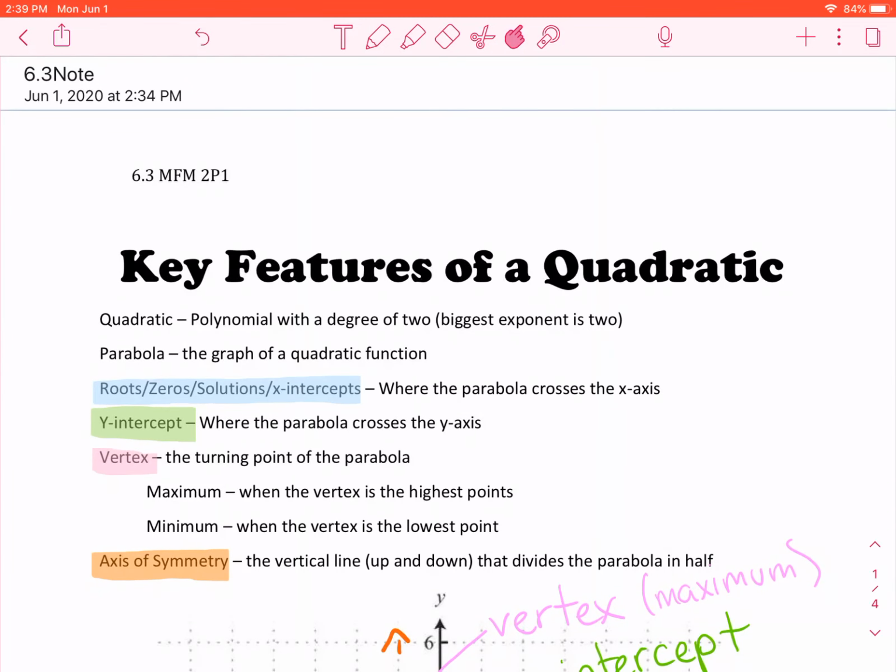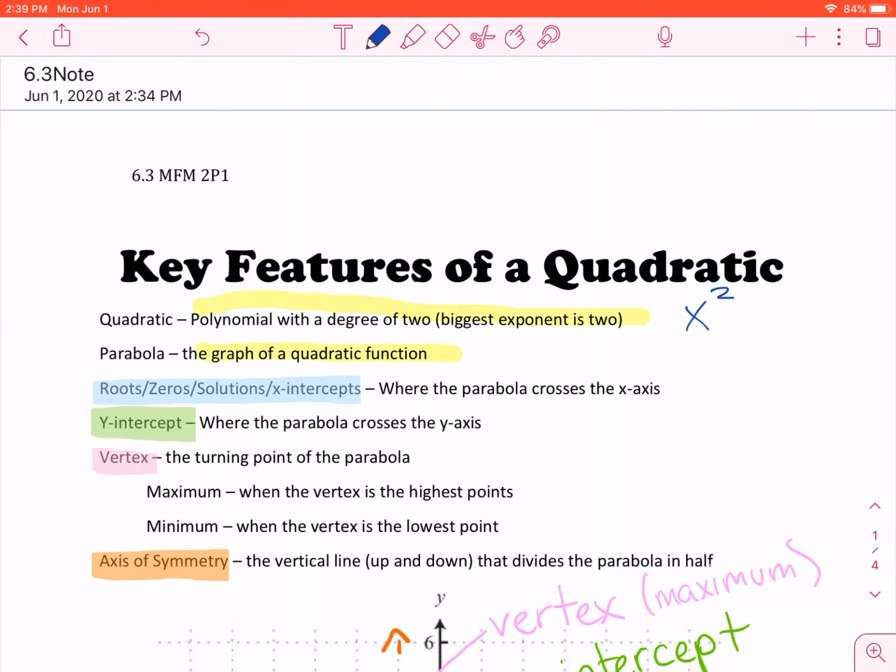So today I'm just going to walk you through some of the key features of a quadratic function. The main thing that's important, so we initially said that quadratics are polynomials with degree 2, meaning it has x squared. So anytime you see that the highest exponent is x squared, or to the power of 2, then that means that it is a quadratic function. We talked a little bit about that last week. We know that a parabola is a graph which is a quadratic function.